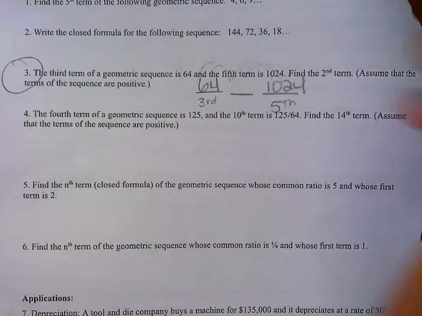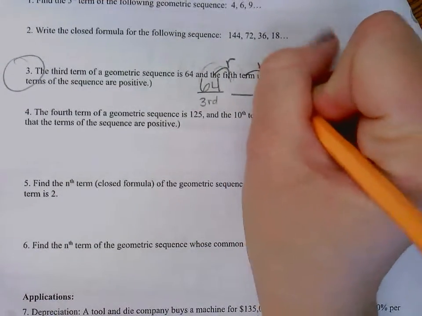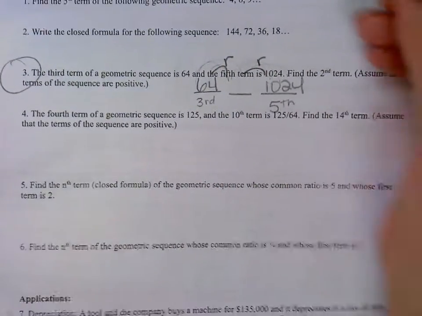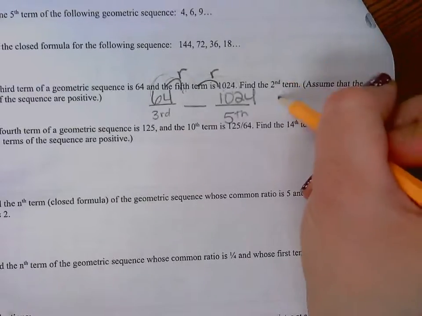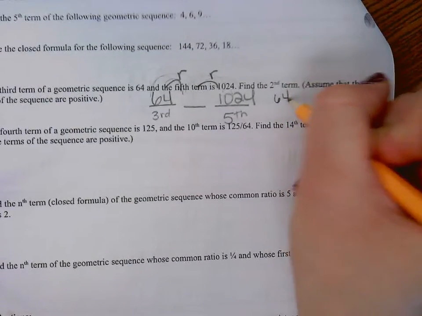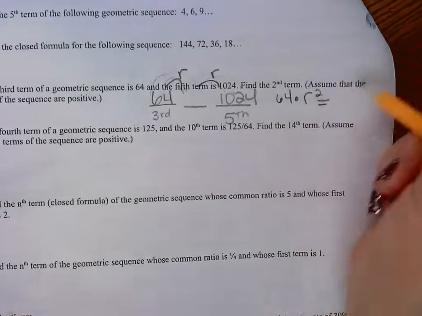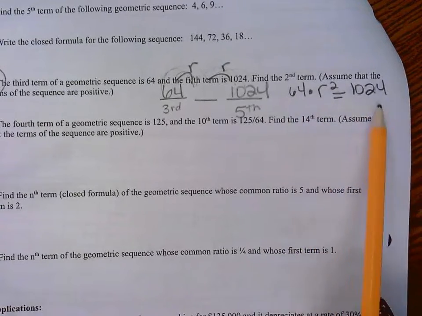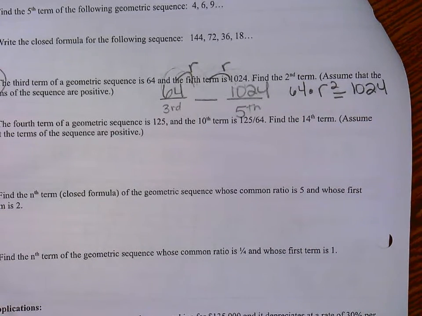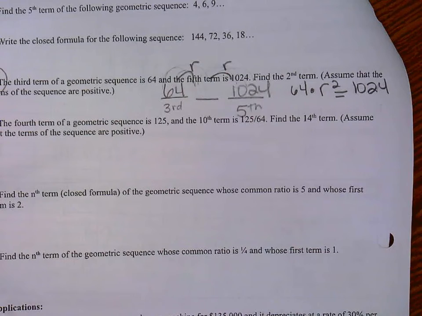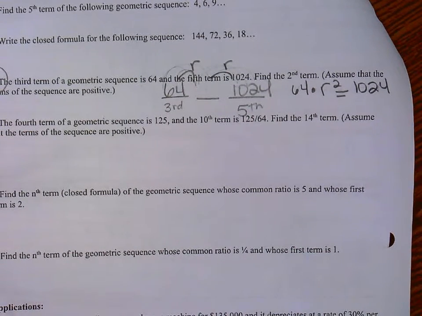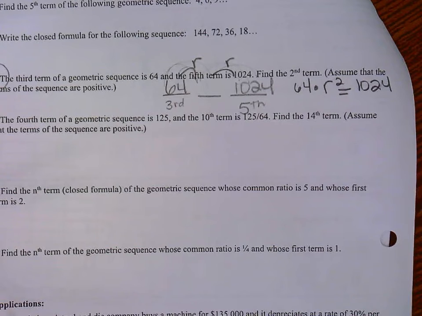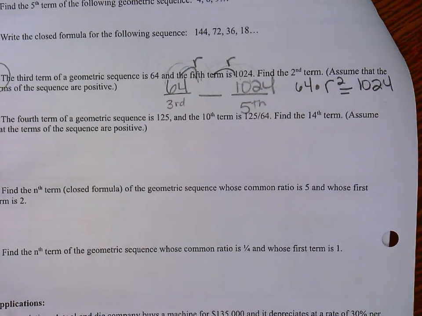If you don't want to guess and check, this is times r, and then this is times r. So if you wanted to write out a formula to solve for what r is, you'd say 64 times r squared equals 1024. You could divide by 64 on both sides and take the square root. But if you like to guess and check, you could just guess and check. So if I take 1024, divide it by 64, and take the square root, I get that r is 4. But you'd also get that by guessing and checking.